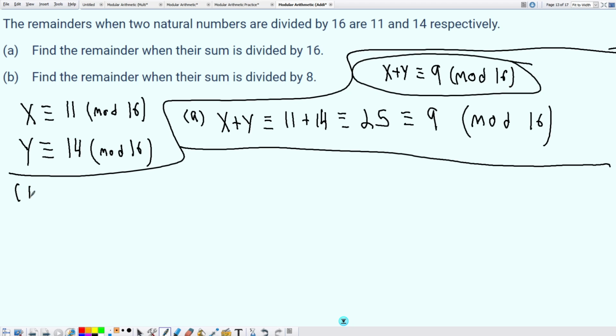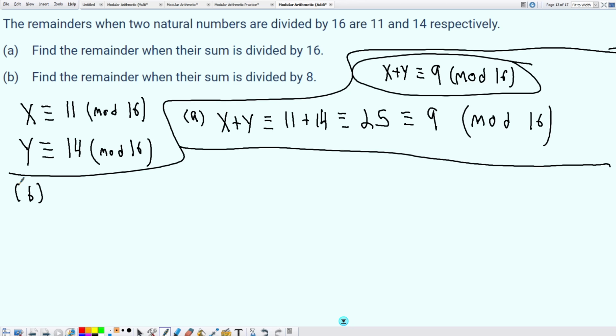Part B involves a little bit of trickery. So, we want to find the remainder under mod 8 because we're dividing by 8 now. But we were dividing with 16. Now, something should immediately come to mind: 8 is a divisor of 16. 8 times 2 is 16.